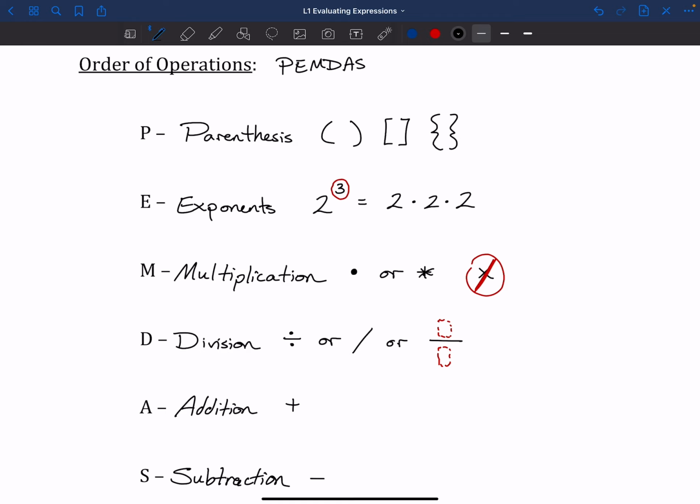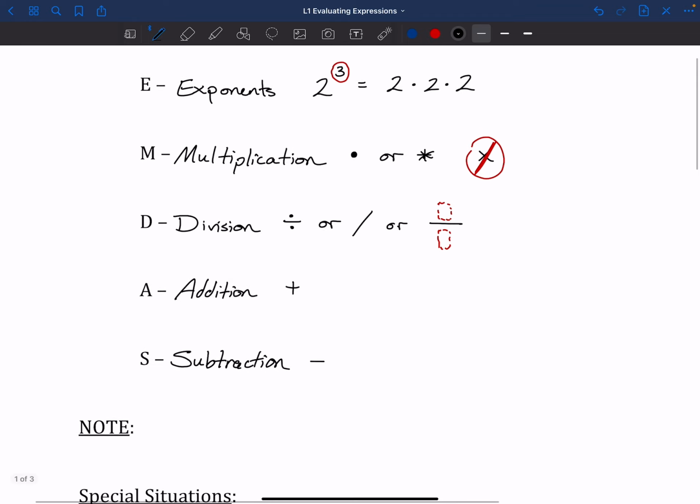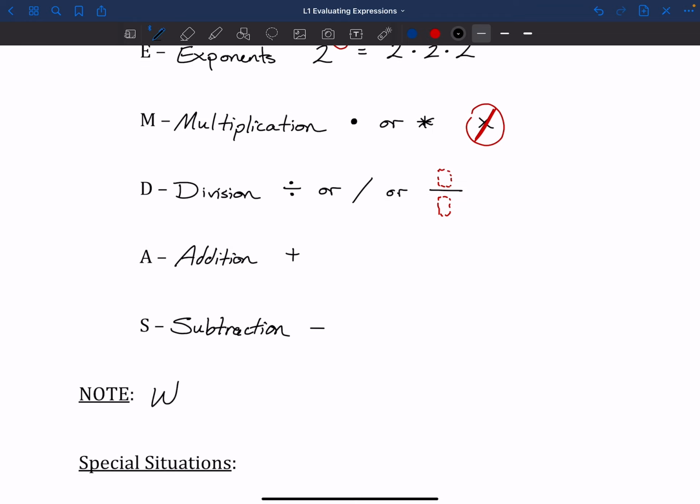We have this little note underneath all of these, where we want to work from left to right. If we go from left to right on the problem, we scan through with our eyes and notice, do I have any multiplication to do? If I don't, then I'm going to check for division and then addition. Go one at a time.